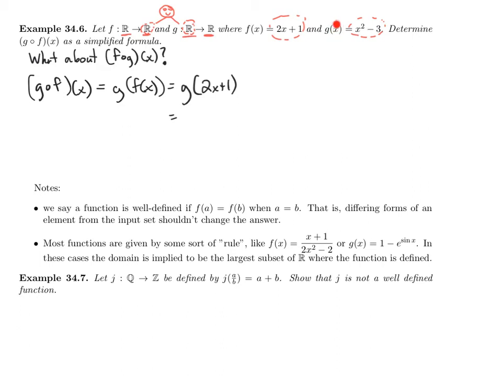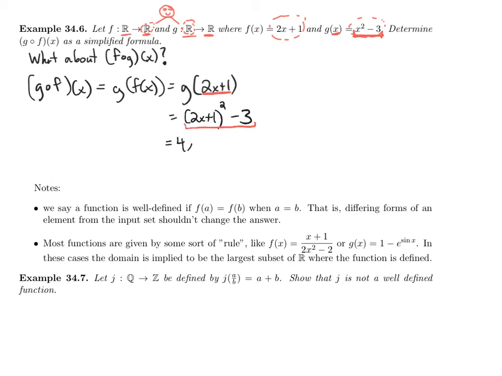So, what is g saying here? G is saying take whatever your input is, square it, and then subtract 3. So if we input 2x plus 1, we're going to square it and then subtract 3. This function notation is saying whatever the input is, this is the rule to get the output. So our input in this case is 2x plus 1, so we're squaring it and then subtracting 3. And now it's just a matter of simplifying.